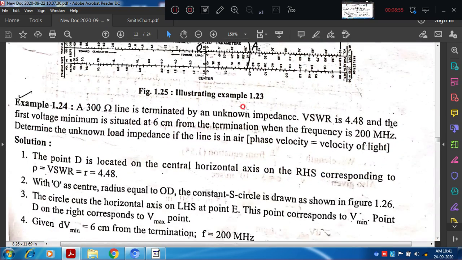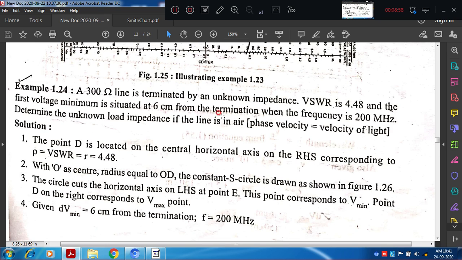Okay, we'll move on to the next numerical. A 300 ohm line is terminated by an unknown impedance. The VSWR is 4.48, the first voltage minimum is situated at 6 cm from the termination, and the frequency is 200 MHz. Determine the unknown load impedance if the line is in air, so the phase velocity is equal to the velocity of light. This is the data given. We need to find the unknown impedance, that is the load impedance.